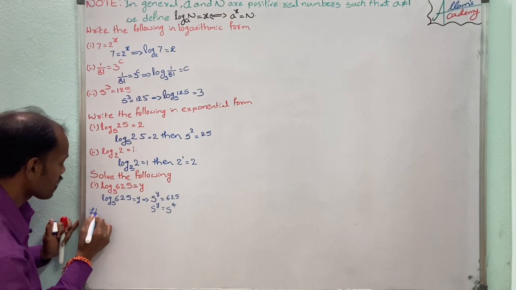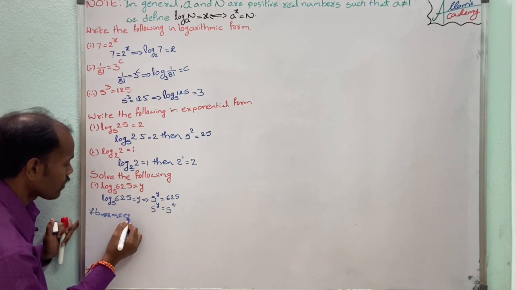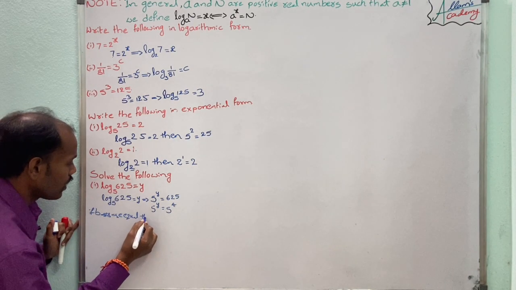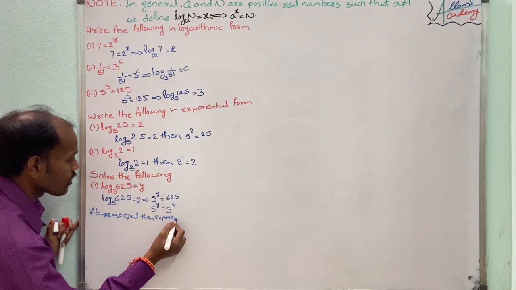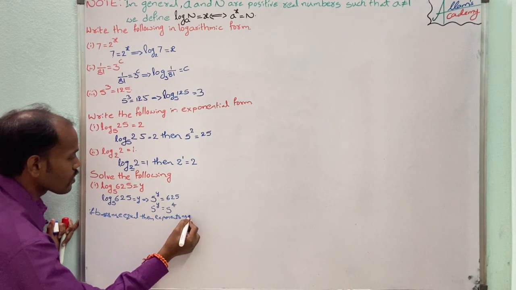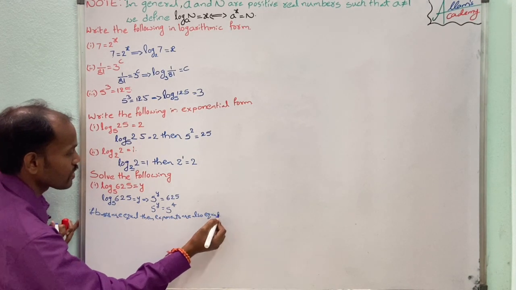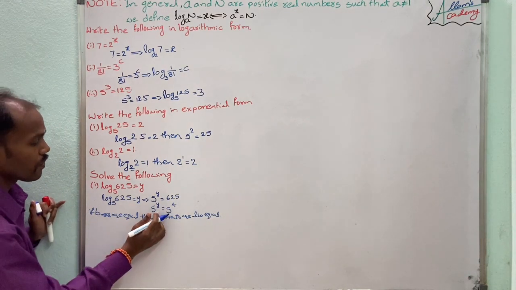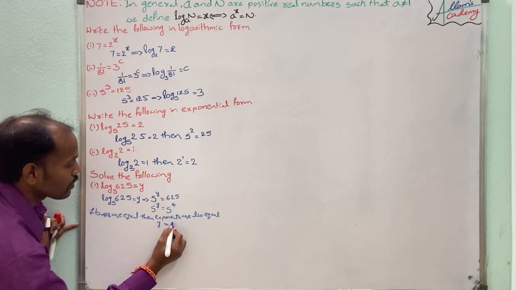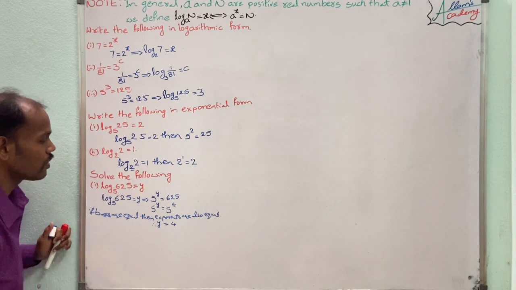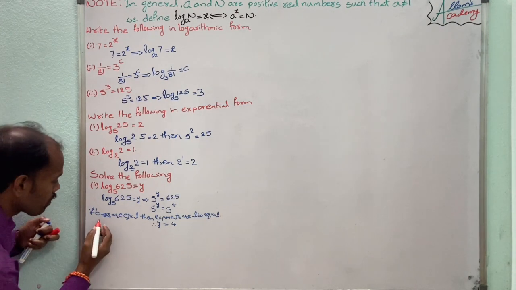If bases are equal, then exponents are also equal. This one we studied in 7th class in the exponents chapter. So from that we conclude that the exponents y and 4 will be equal. Therefore y equal to 4. Okay. Now we see another problem.